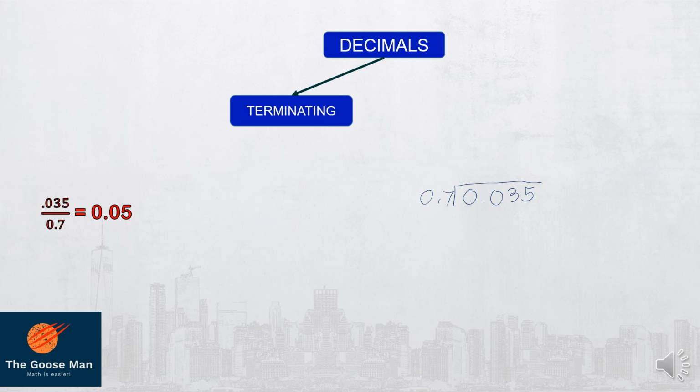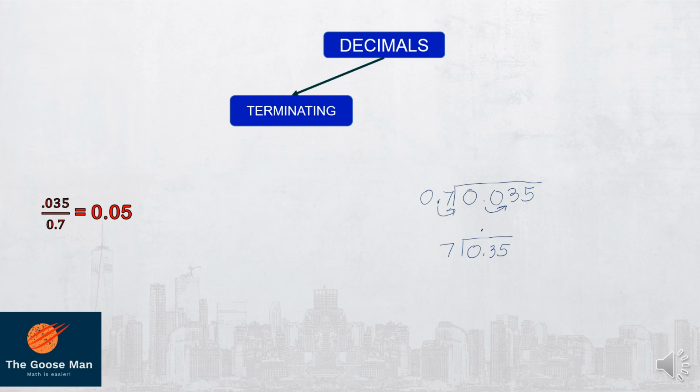0.7. Our objective is to make our divisor 0.7 a whole number. To make this, we will move the decimal point one space to the right. Since we move one space to the right for our divisor, we will also move one decimal point for our dividend. Now, our new dividend is equal to 0.35 divided by 7. So, let's divide now.